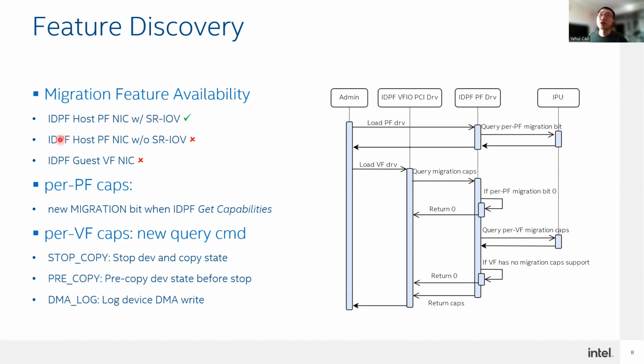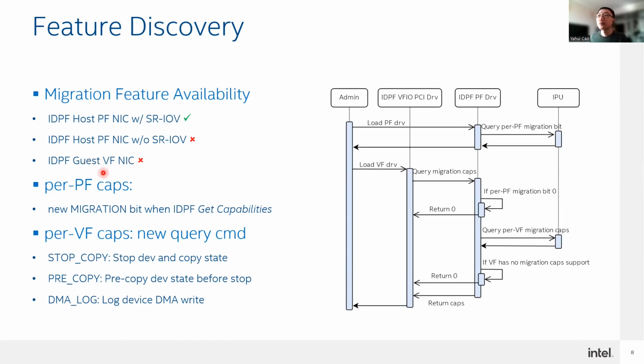But if we are running IDPF on a host PF NIC without single LV support, in this case we will definitely not support it. Also, if we are running IDPF on the guest VF NIC, then we don't need migration support, because migration support is only on the host side. And if the guest VF has enabled some feature which cannot migrate, then we will also say we cannot support migration.